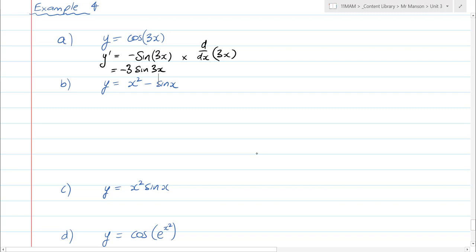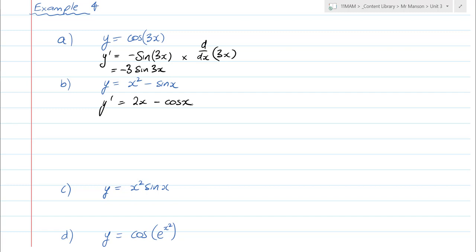y equals x squared minus sine x. y dash equals 2x minus cos x. Done. This is just a two-part. That makes it two separate terms, a negative there. So we have x squared as a separate term goes to 2x, sine x goes to cos x. The negative doesn't affect anything.